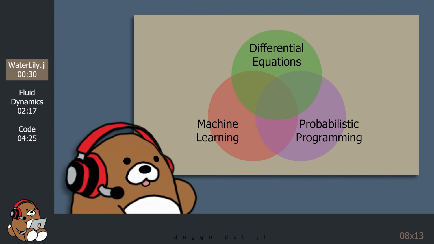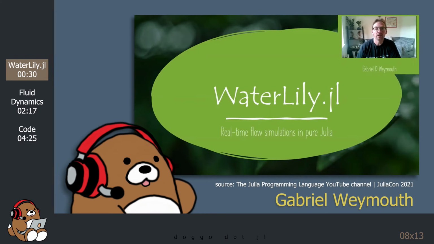We covered a lot of heavy subjects during the past 12 episodes, so I thought that we should end the series with something fun. In my opinion, one of the coolest presentations from JuliaCon 2021 was this video, made by Gabriel Weymouth, where he introduced his package, Waterlily.jl.